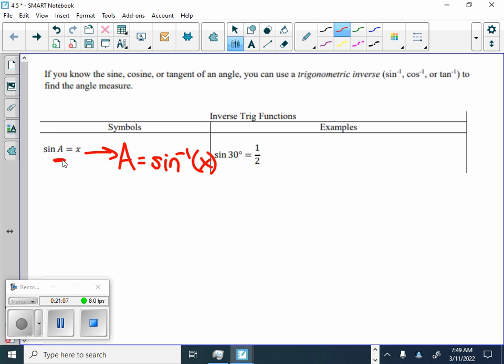So for example, my angle here is 30 degrees. But how would I get 30 degrees? I would take the inverse sine of 1/2. And I'll show you how to do that in the calculator in a minute. So the inverse sine of 1/2 would give me 30 degrees.